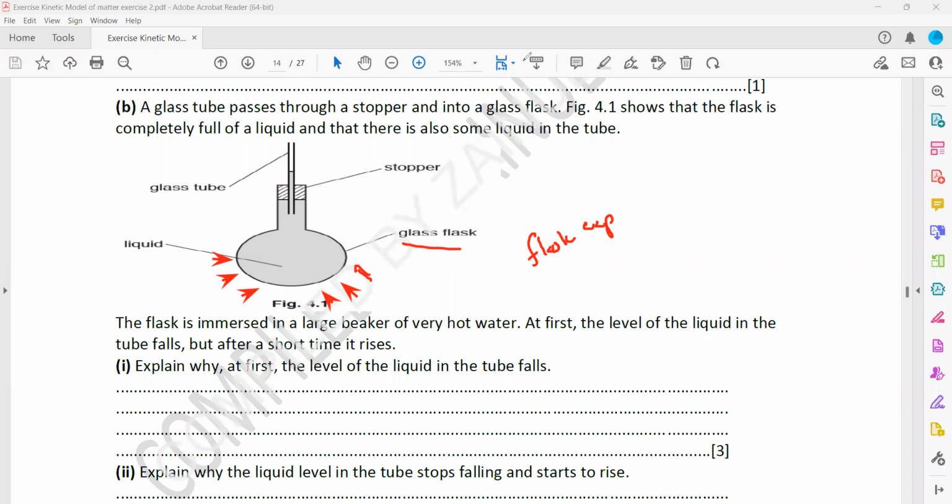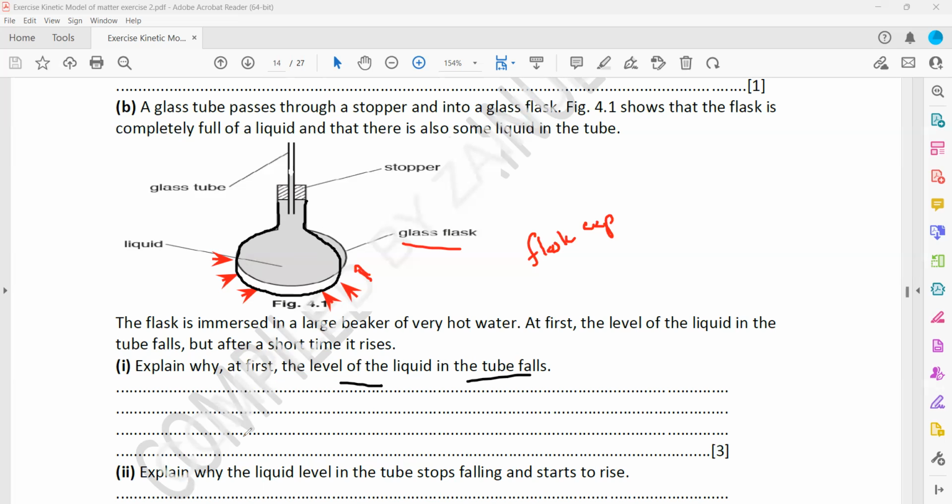And when the flask expands, what will happen to the level here? This level will decrease because the flask size has increased as it is absorbing energy. As a result, the liquid will move down. So why at first does the level of the liquid fall in the tube? The flask absorbs energy from the source. The flask expands, and that's why the level of the liquid decreases.